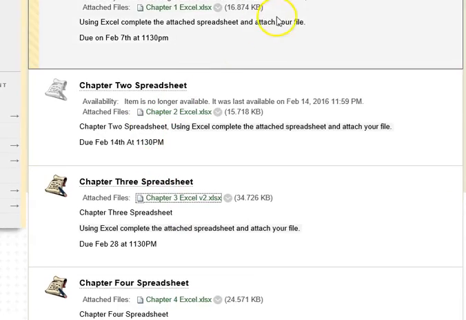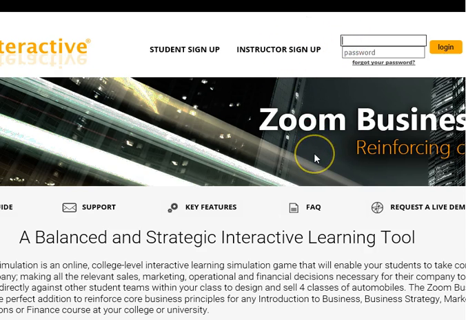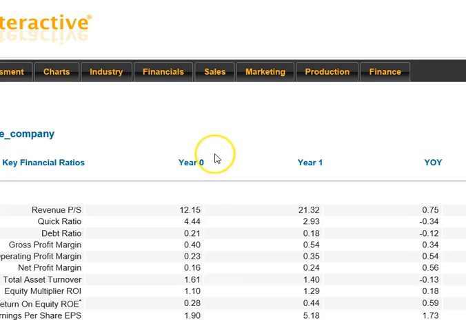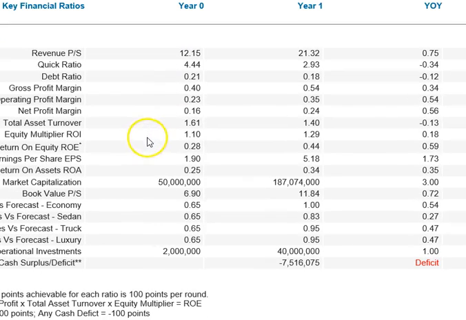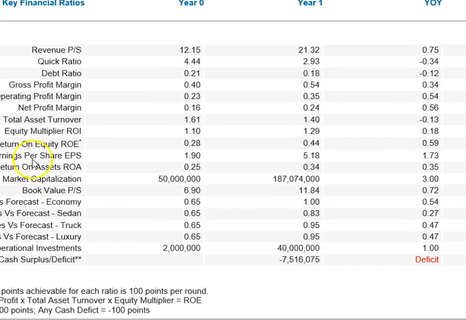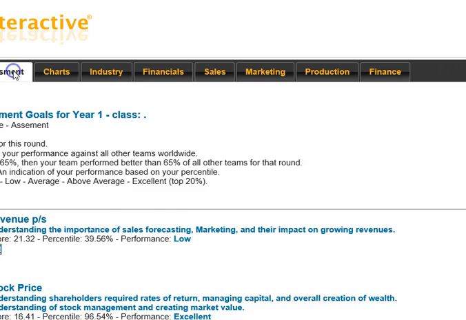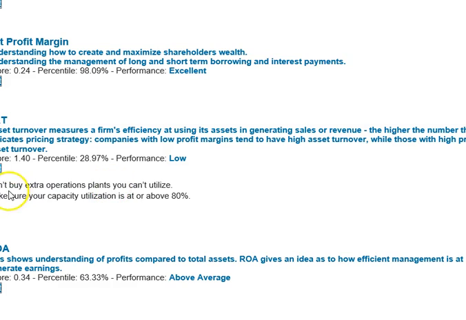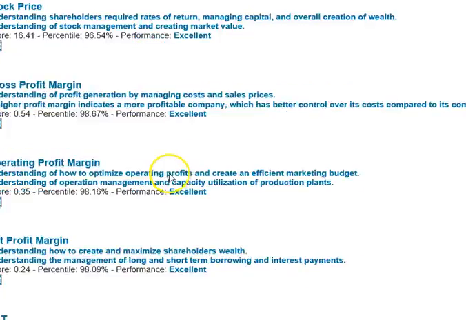So in the simulation, if you look at total asset turnover, I have 1.6 here, and I went to 1.4. So I'll go under assessments, and I'll look under total asset turnover here, and there are little hints. My performance is low. It says don't buy extra operational plants you can't utilize. Make sure your capacity utilization is above 80.